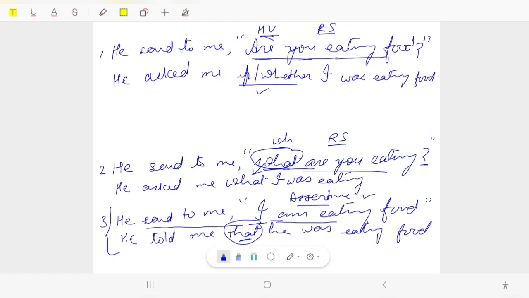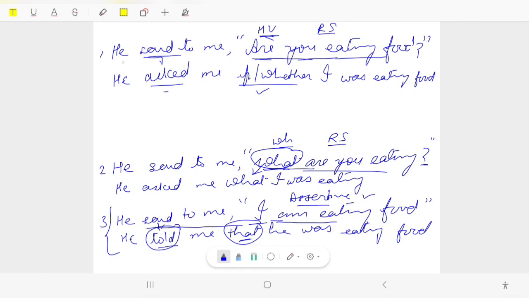Let's have a look. He said to me, "Are you eating food?" Now, in assertive sentences, "said" was changed into "told." But in interrogative sentences, "said" will be changed into "asked" or "inquired," and if it is "say," then it will change into "ask." So this will be changed according to meaning. But in most sentences, we write "asked." And if it is "say," then we change it into "ask." If it is "said," then we change it into "asked." So this change is there.